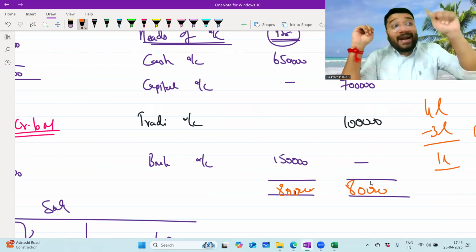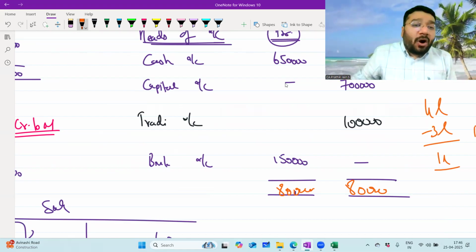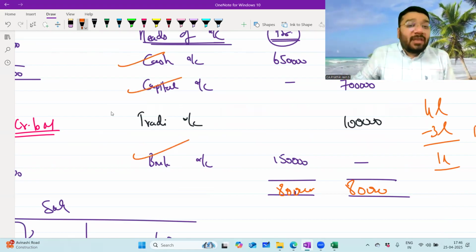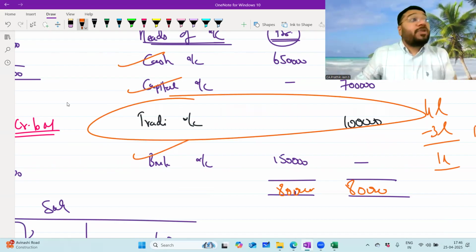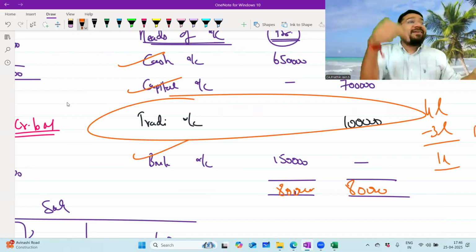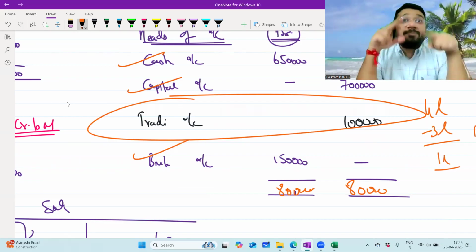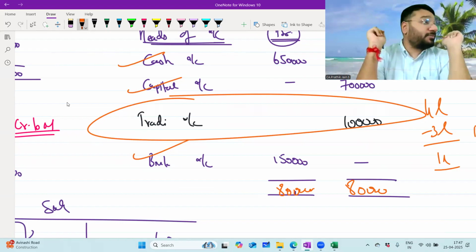Means trading P&L is not yet prepared. But if they give you a trial balance consisting of all asset accounts only, with the trading and P&L account, which means what? They have prepared trading and P&L; the balance sheet is yet to be prepared. Now this point, do not forget at the end of the foundation.